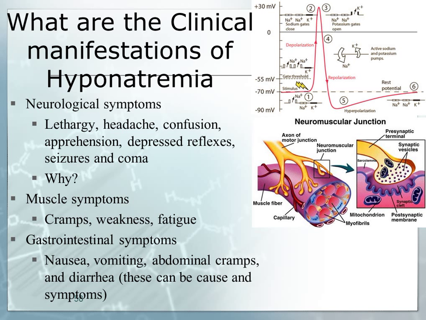And it's all because of this: moving an action potential. If you don't have the proper sodium to depolarize the neuron, it doesn't depolarize. So you have to have enough salt. And then with the muscles, weakness, fatigue, why? The surface of the muscle depends on action potential too, just like a neuron does. It needs the sodium. If you don't get that, it doesn't fire properly. And then GI symptoms, nausea, vomiting, abdominal cramps, the same thing. It's an imbalance. You can't move things properly. You can't turn on pumps, you can't regulate.